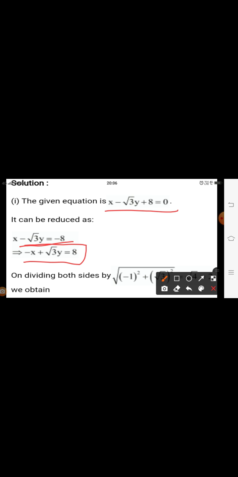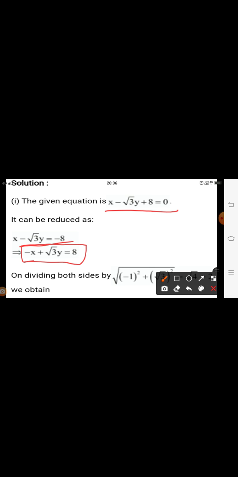Here also I am going to solve part first, x minus root 3y plus 8 equal to 0. Then let us do this. If you consider the equation as x minus root 3y plus 8 equal to 0, then taking 8 on the other side, we get minus 8, and distance cannot be negative. For this reason we multiply both sides by a minus sign. Then we get the reduced equation as minus x plus root 3y is equal to 8.